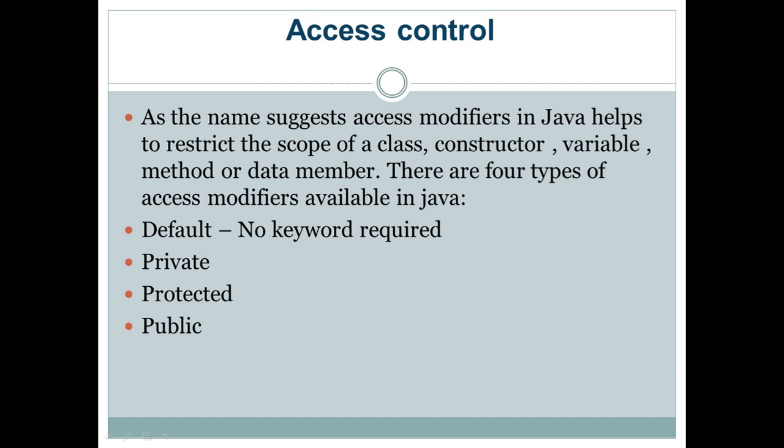Now last is public. A public member is accessible from anywhere. It can be accessed from within the class, outside of the class, within a package, outside of the package. It can be accessed by any other code also. There are no restrictions when we declare a particular function, class or constructor as public.